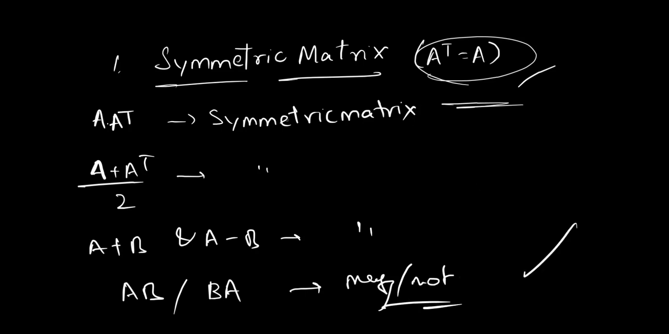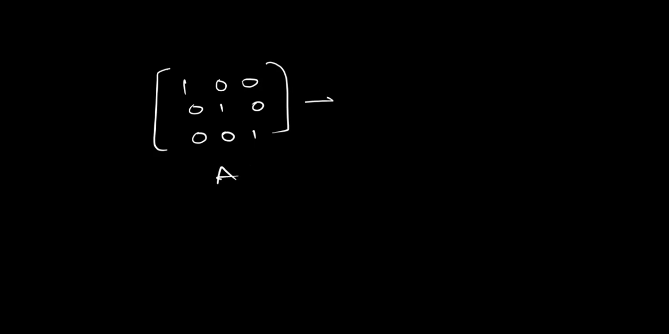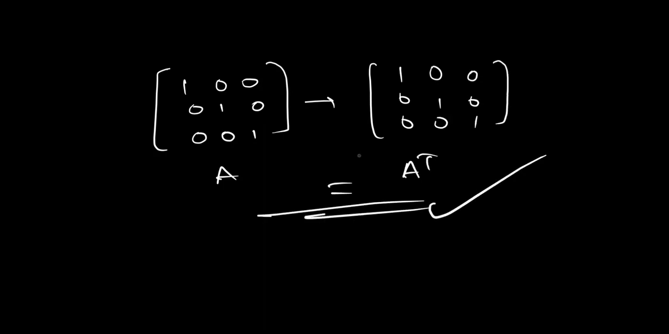So let us see one example of a symmetric matrix. If we take something really simple, 1 0 0, 0 1 0, 0 0 1, I think it is A. If we take the transpose of it, it will be 1 0 0, 0 1 0, 0 0 1, right? So A transpose is equal to A. So it is a symmetric matrix.